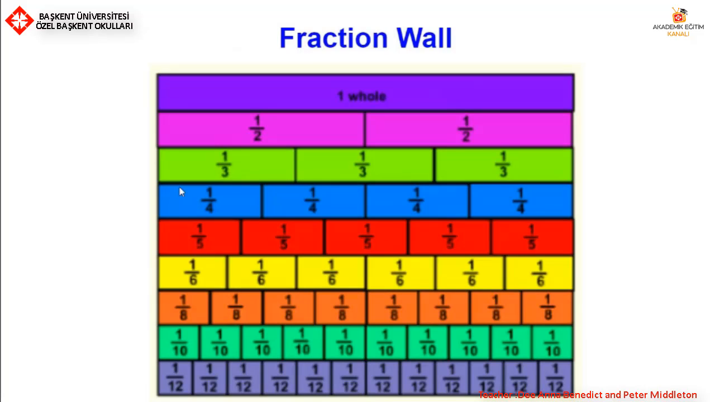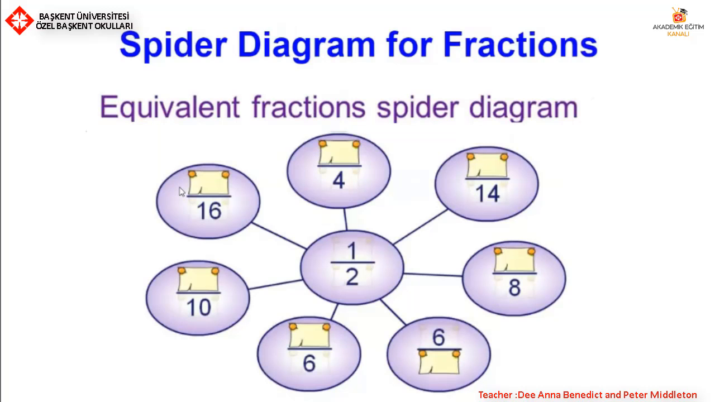Here is a fraction wall. You can see a whole number is at the top, and they keep on going smaller and smaller fractions. At the bottom are 1/12. We can use spider diagrams for fractions to show equivalent fractions. So you can see that for half, you can make numbers that are equivalent to a half. Can you think which numbers are equivalent to a half?